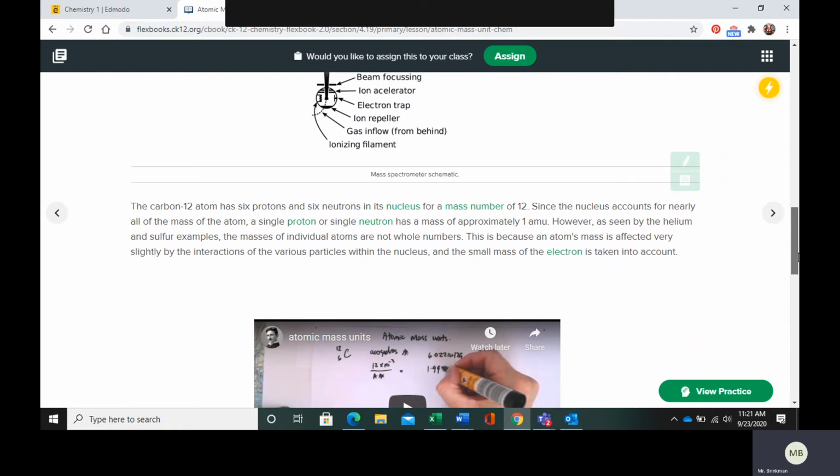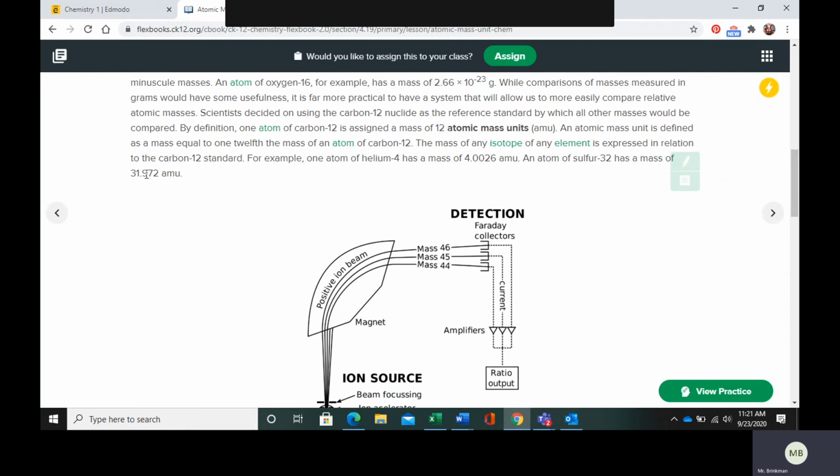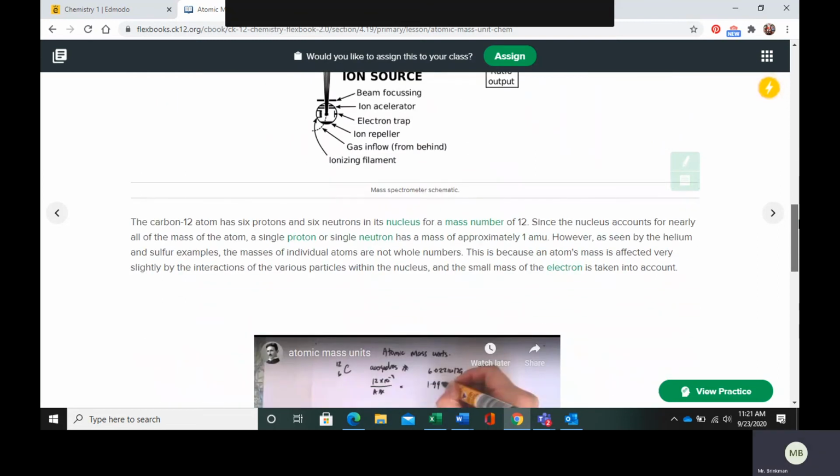Now you'll notice these are not whole numbers, and that is because we're taking into account the reactions of the particles, and we're taking into account the slight mass of electrons. But for simplicity's sake, when we start going into atomic mass, we round it up as a whole number. If the number after the decimal point is 5 or more, we round it up. If it's 4 or less, if it's less than 5, we are going to round the number down. Okay, it's just easier to use whole numbers.